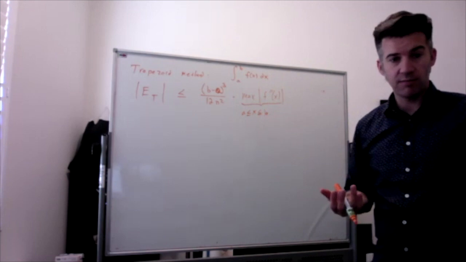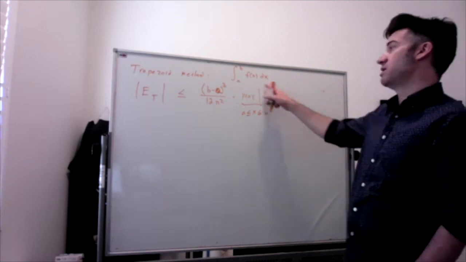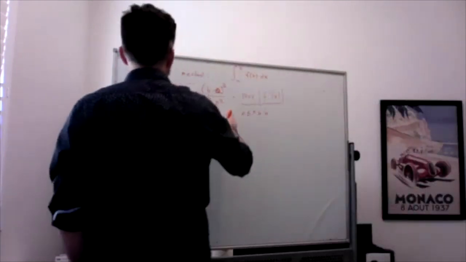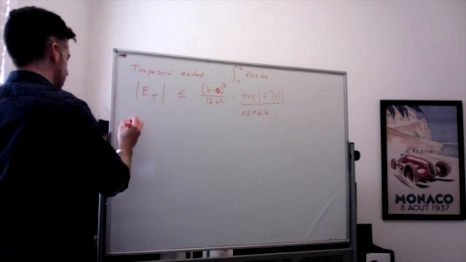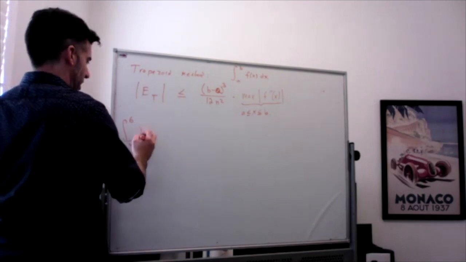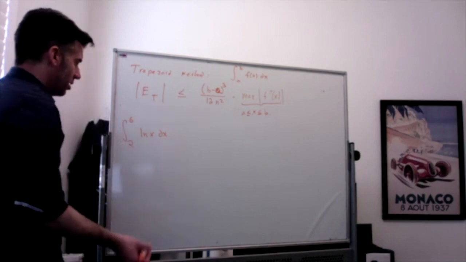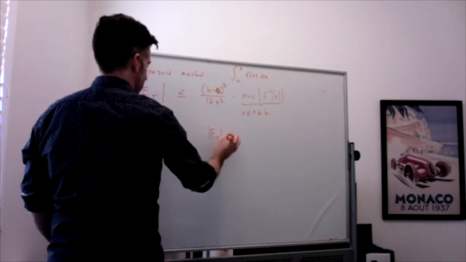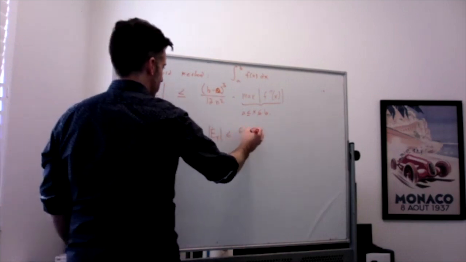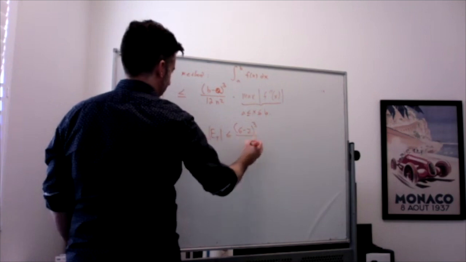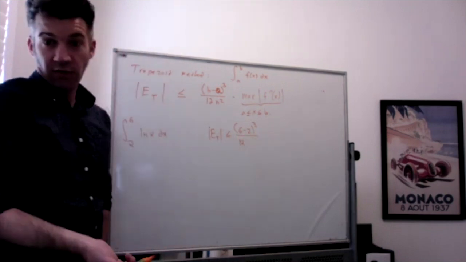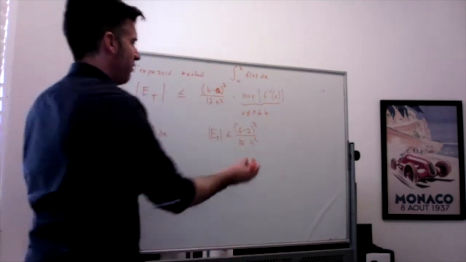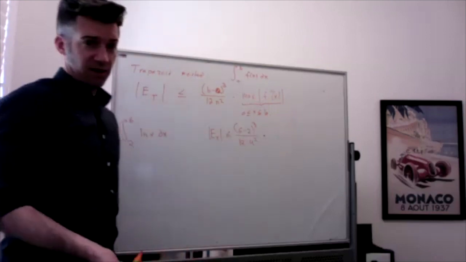So a lot of the time, hopefully most of the time, it's going to be pretty easy to tell what's going to make this as big or as small as possible. So let's figure out what we've got here. For this integral, the integral from 2 to 6 of the natural log of x dx, we know that our error is going to be less than or equal to (6 minus 2) cubed divided by 12 times 4 squared, since we used n equal to 4. And then we still have to figure out the maximum of the absolute value of the second derivative.